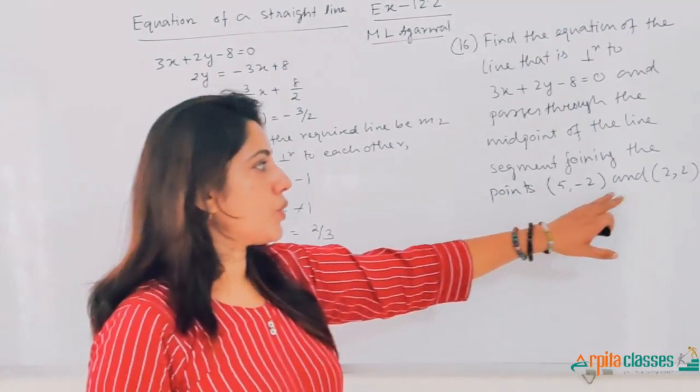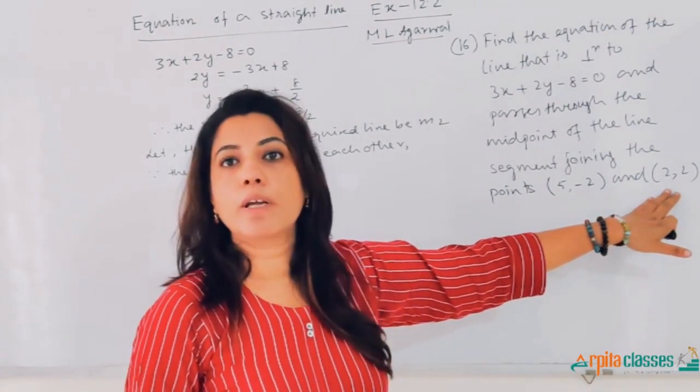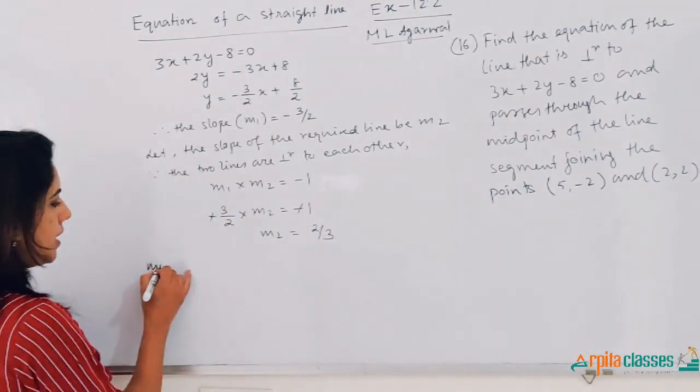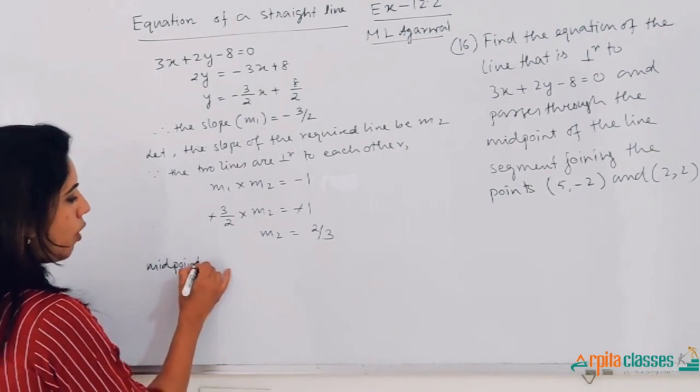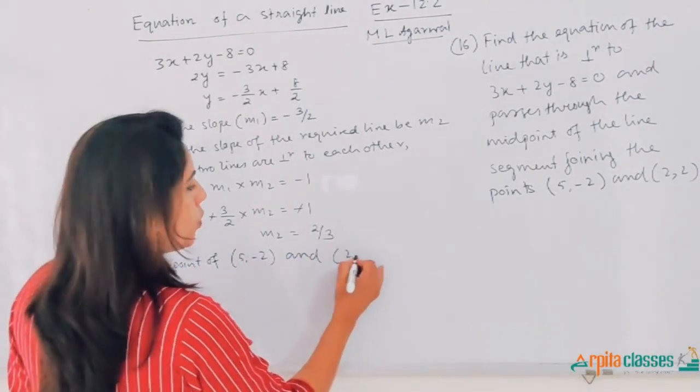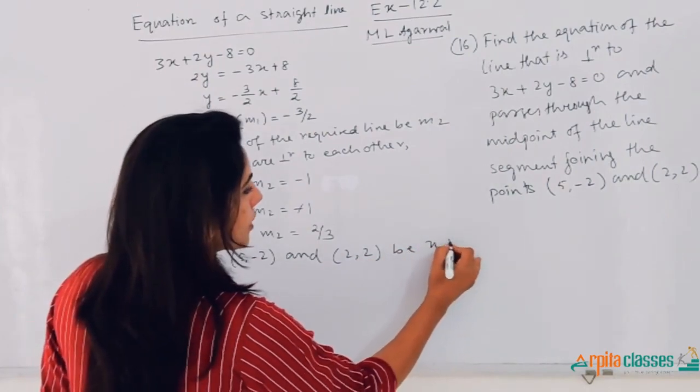Also the line passes through the midpoint of these two. So first let us find out the midpoint of the 2 points. Okay. So let the midpoint of 5, minus 2 and 2, 2 be x, y.